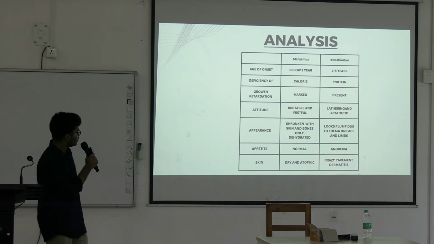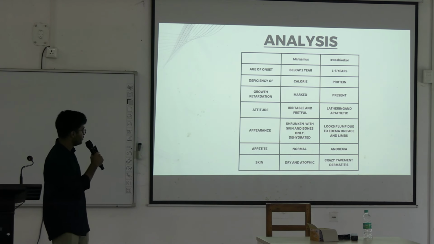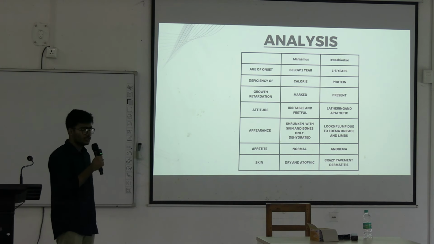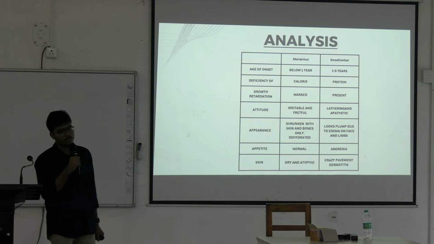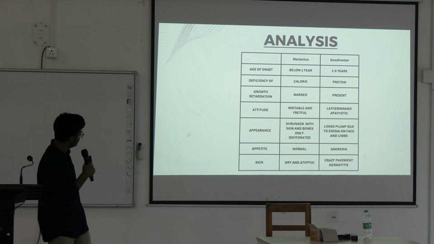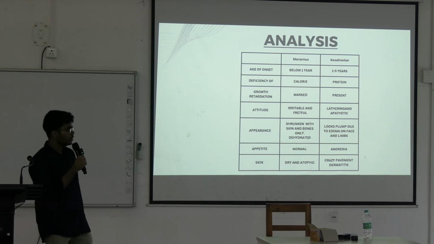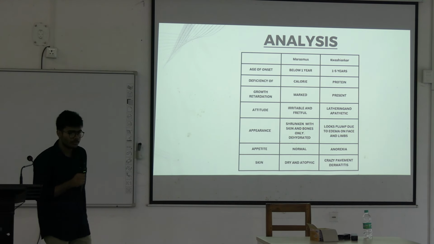Appearance for marasmus is sunken, with skin and bone only, and dehydrated. Kwashiorkor looks plump due to edema on face and limbs. Appetite in marasmus is normal, but in Kwashiorkor it is anorexia, that is loss of appetite. Skin in marasmus is dry and atrophic. Kwashiorkor has flaky paint dermatitis.